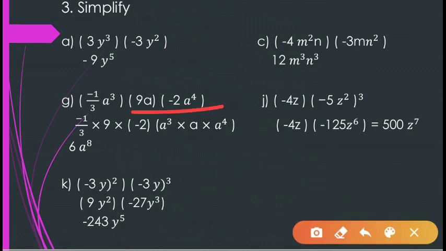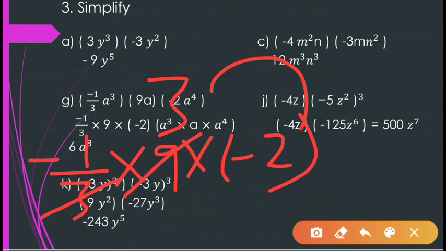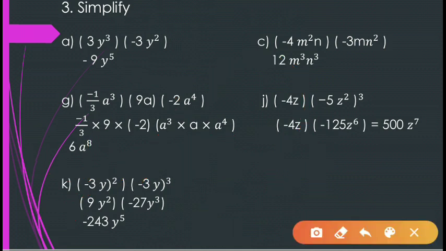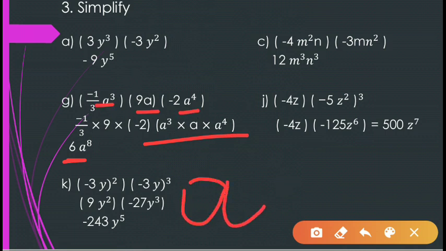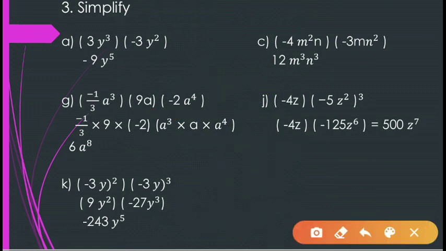Next question. First of all, write the constant terms together: minus 1 upon 3 into 9 and then minus 2. When you solve, this can be cancelled 3 times, and 3 into 2 will give you 6, and minus minus will become plus. Means when you multiply the constant terms, you will get 6. Now multiply all the variables. Write them together: a cube, a and a to the power 4. Now the bases are the same, so write a. Add the powers: 3 plus 1 is 4, 4 plus 4 is 8. A to the power 8, so 6 a to the power 8 is your answer.